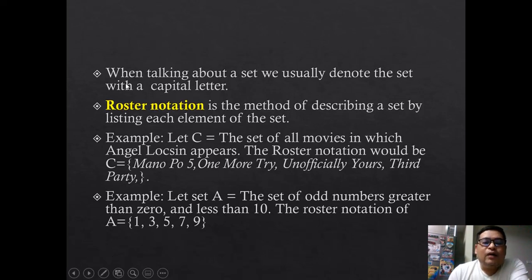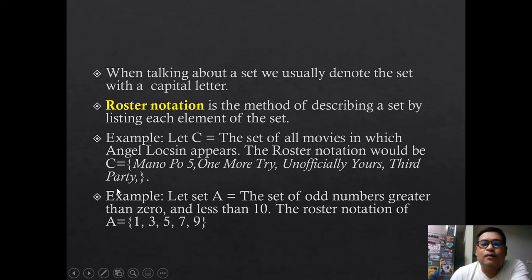When talking about a set, we usually denote the set with a capital letter. So we have another type of naming a set. We call this roster notation. Roster notation is the method of describing a set by listing each element of the set.